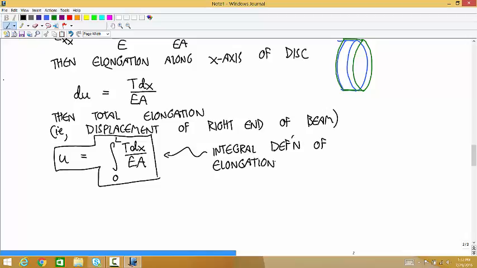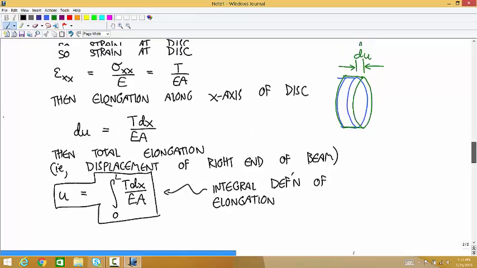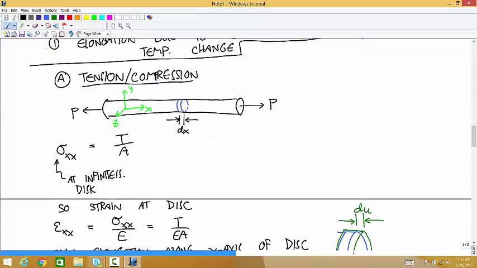Integrated from which to which there? O to L? What's O again? Or 0. That's 0 to L. Yeah, just from one end to the other, the whole length of the beam. If you think of this beam as being made up of a whole bunch of these infinitesimal disks, we're just adding up the elongation for each one of these disks to get a total.